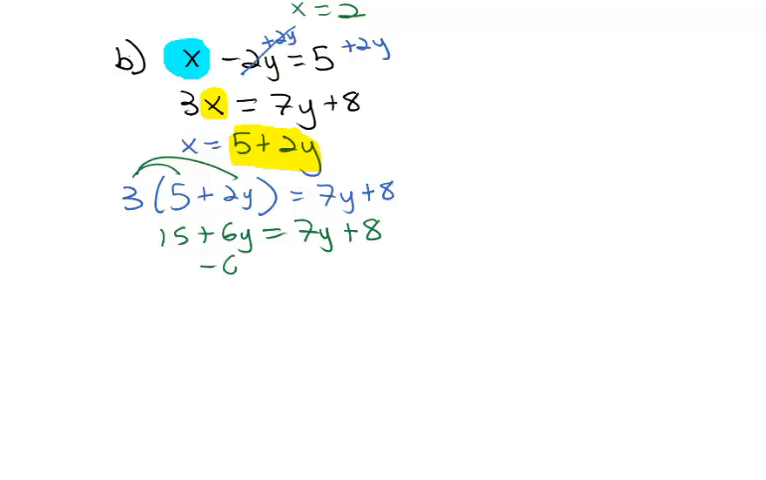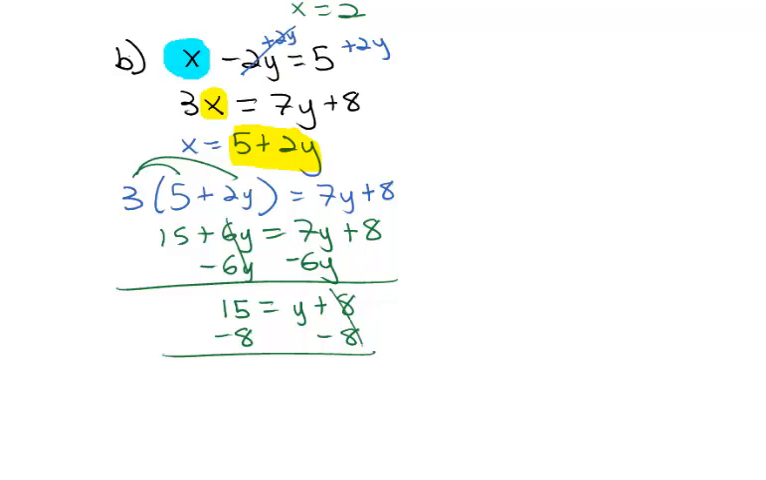Get the variable on one side by subtracting the 6y from both. 15 equals y plus 8. Subtract 8 from both sides. 15 minus 8 is 7, so 7 equals y.